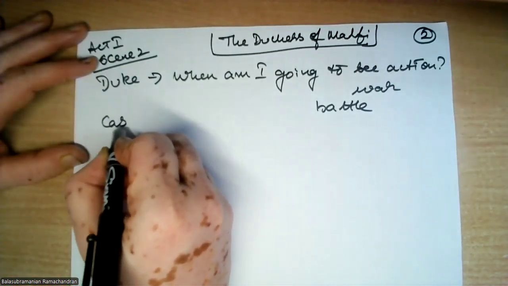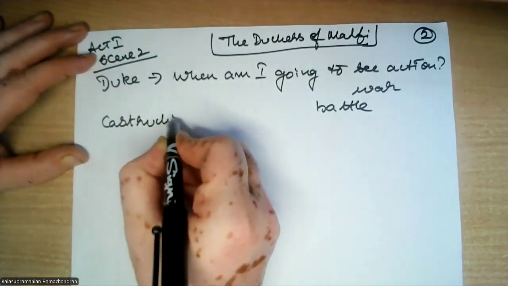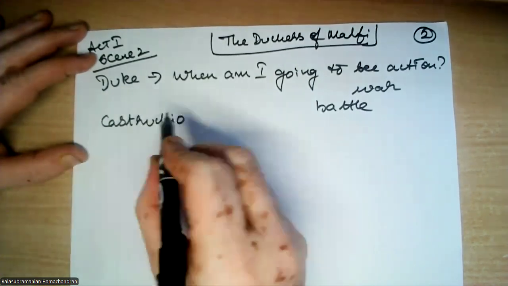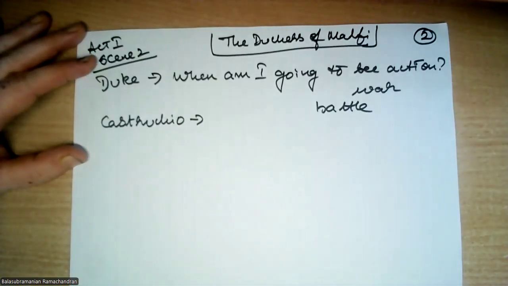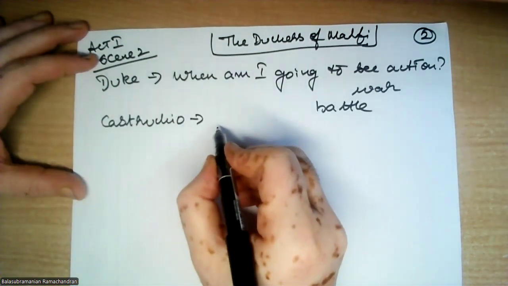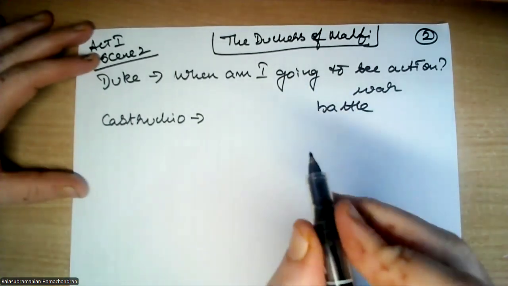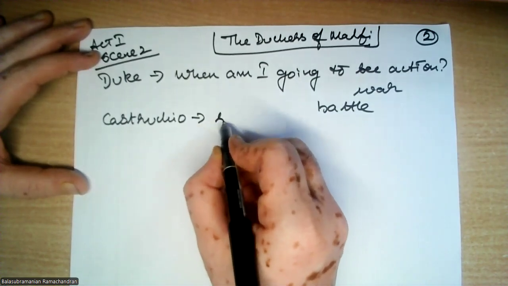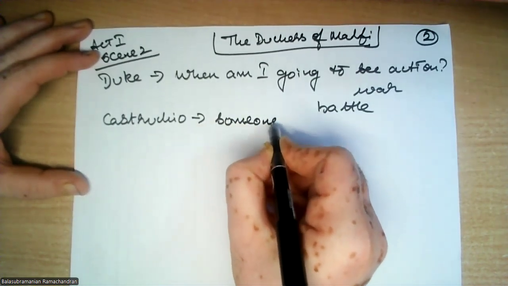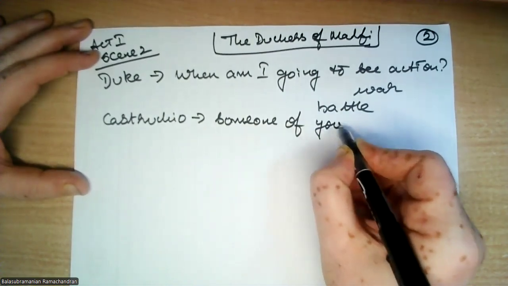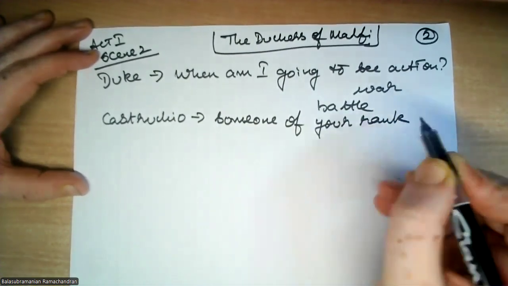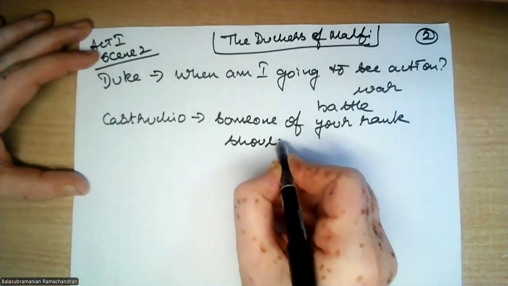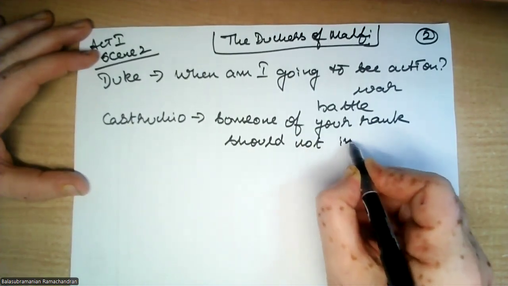Castruccio says something, trying to impress the Duke. He says, "Sir, an actual prince should never indulge in this. It is not fitting for a person of such high rank to be involved directly in war." So he says that someone of your rank, a duke or a prince, should not be involved directly in war, in battle.